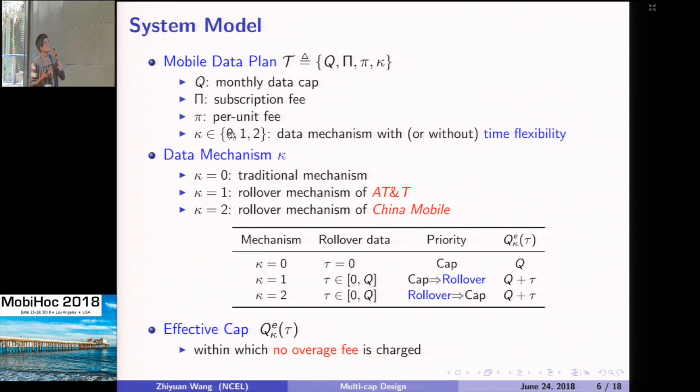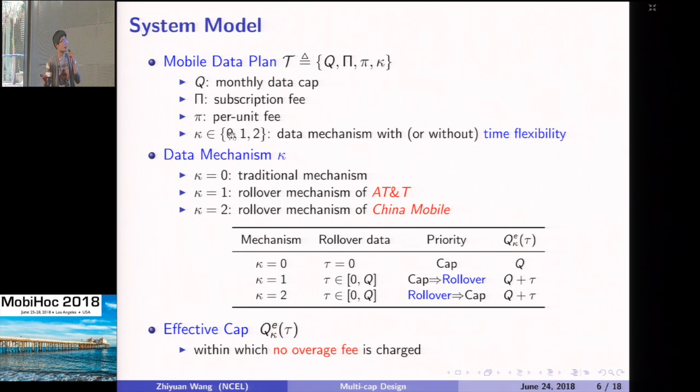In the rollover data plan, we use the top in the table to denote the rollover data from the previous month. And we will use Q kappa E top to denote the effective cap, within which there is no overage fee incurred. Obviously, under the traditional data plan, we will always have 0 rollover data, and the effective data cap as shown in this table is the same as the monthly quota Q. As for the 2 rollover mechanisms, the effective cap actually is the summation of the monthly cap and the rollover data. But again, the difference is the consumption priority between the rollover data from the previous month and the current monthly data cap.